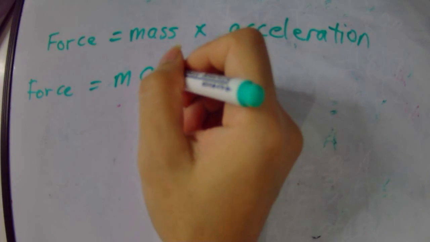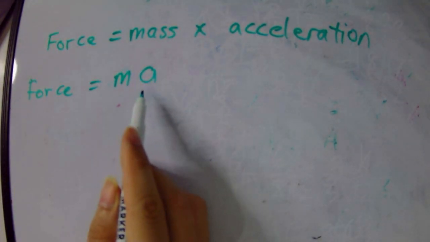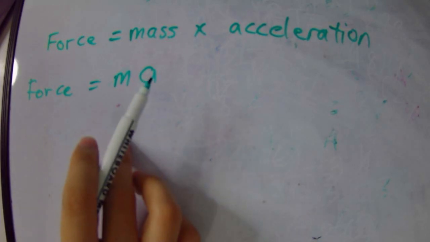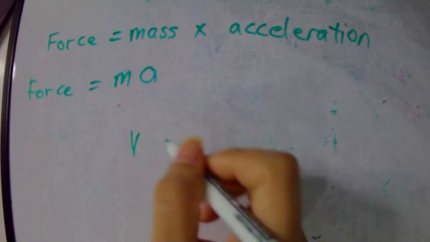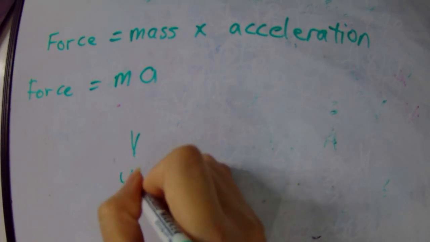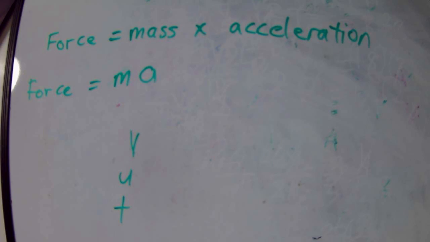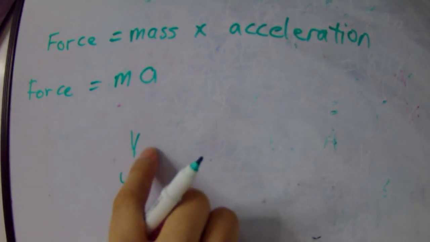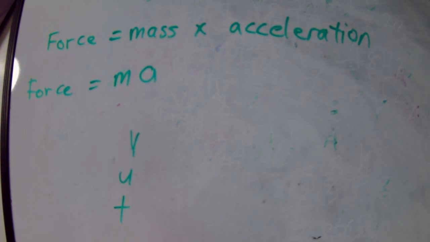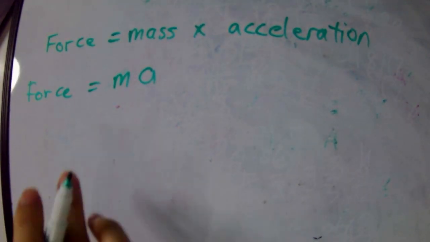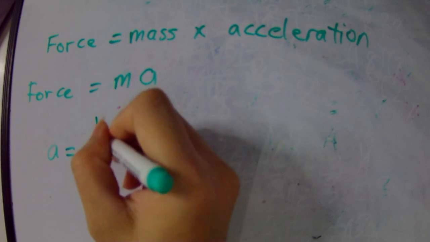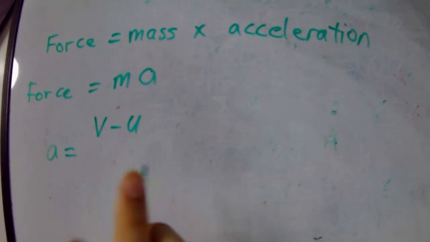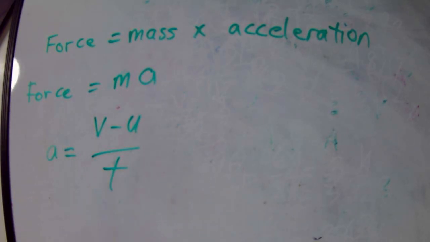Sometimes, in some questions, they do not give you the acceleration. Sometimes you have to use this formula. They give you the final velocity, the initial velocity, and the time. So in that situation, when they don't give you the acceleration but they give you the velocities and the time, we can substitute this formula. Earlier in the chapter, we learned that acceleration equals what? Acceleration equals final velocity minus initial velocity over time. This is not new. You've learned this before.